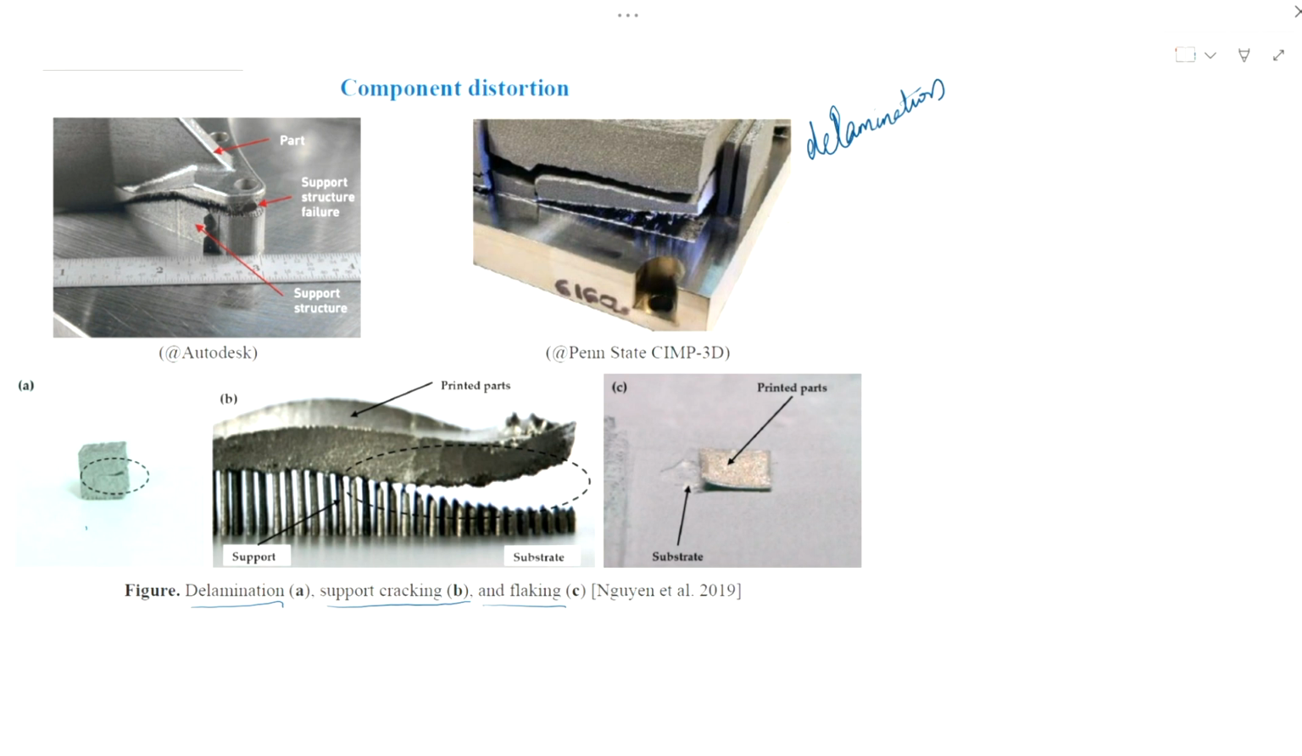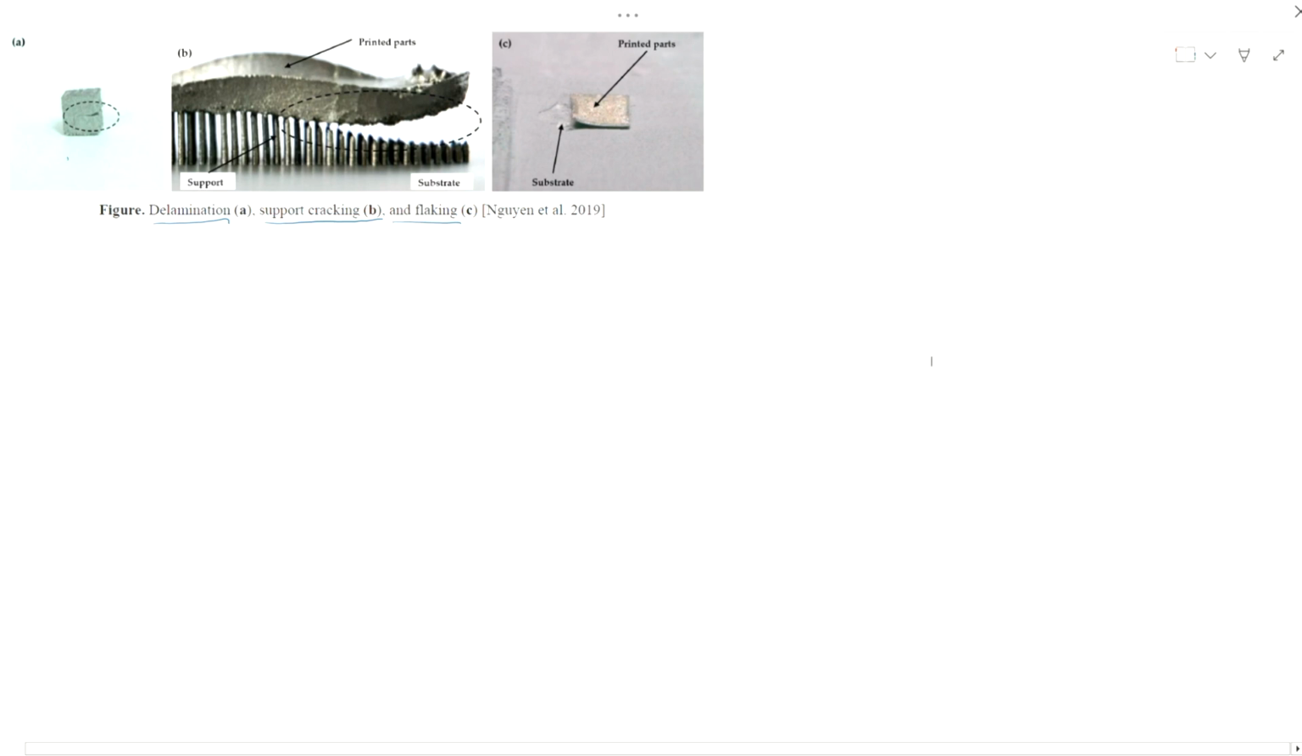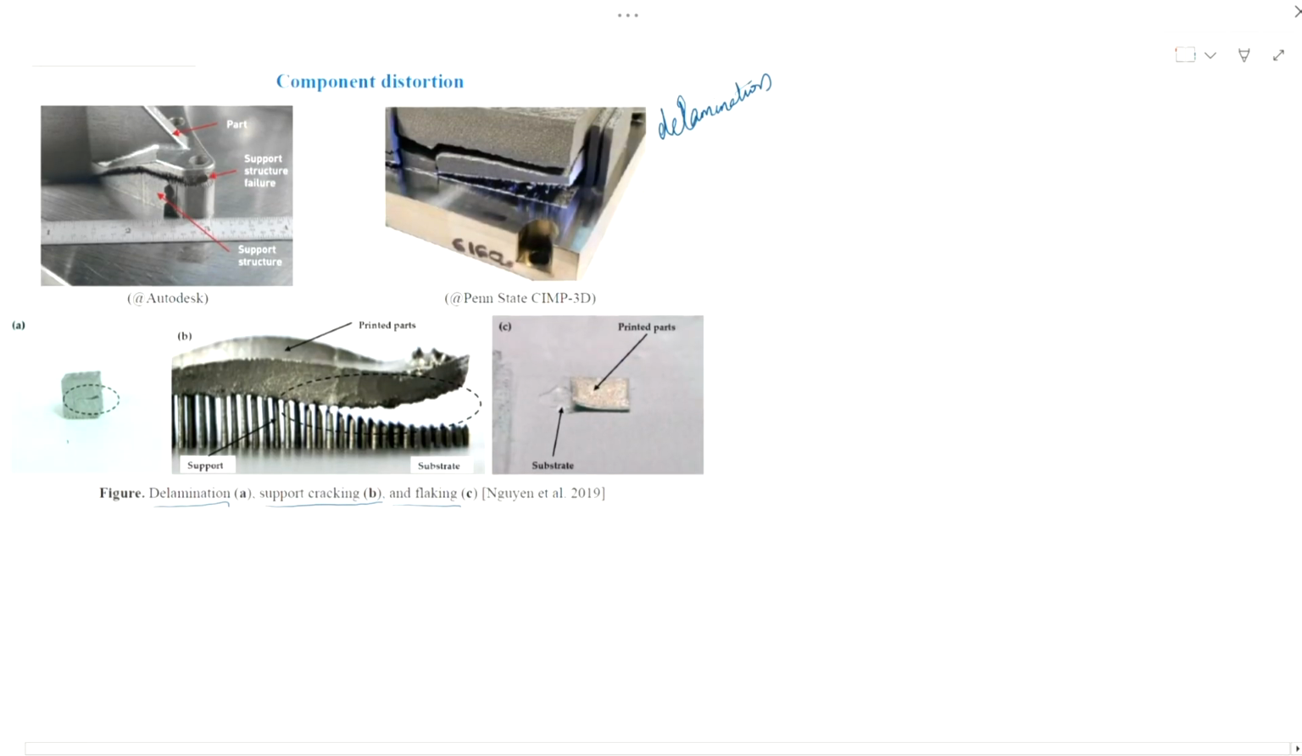Any doubt? Slides are not visible. Okay, okay, let's see. Fine.